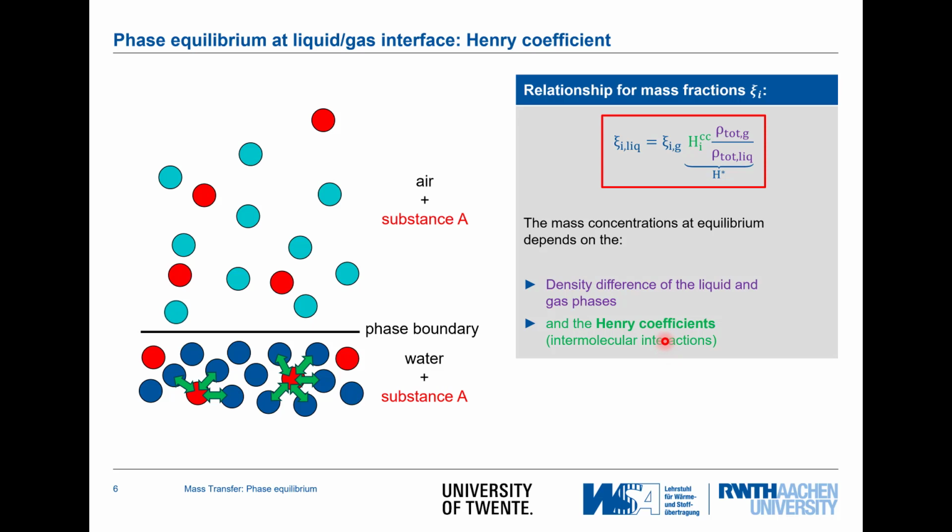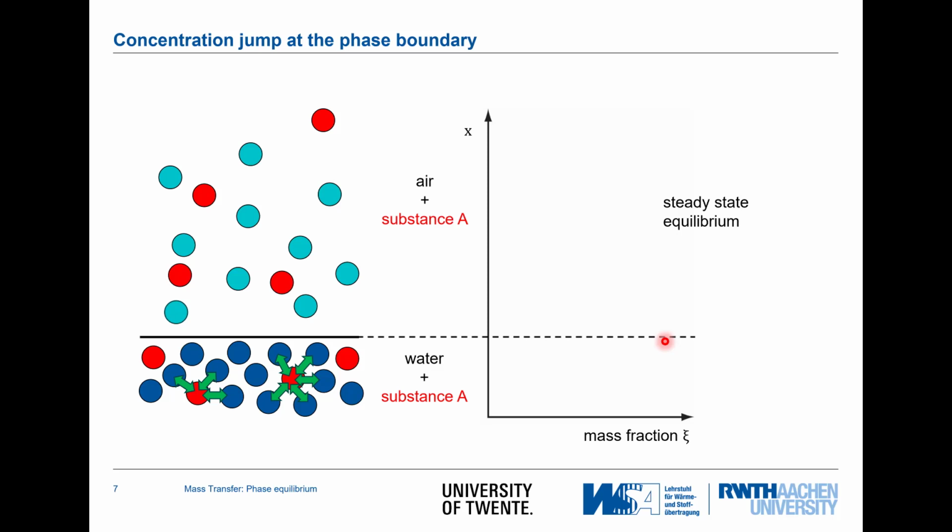Now let's look at a steady-state equilibrium case. As we said, we have the substance in the water and in the air. We take the value of the Henry coefficient that gives us, once we know, for example, a surface mass fraction of substance A in the liquid, and can determine the substance in the gas phase. As it's equilibrium, we will have here a constant value along this coordinate.